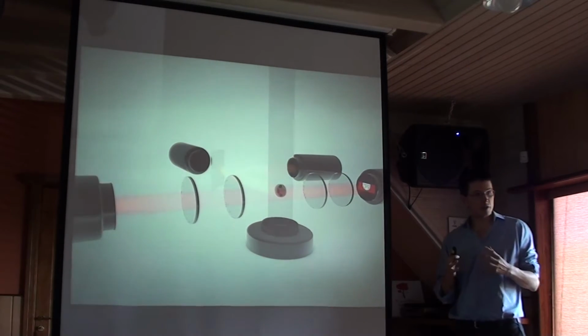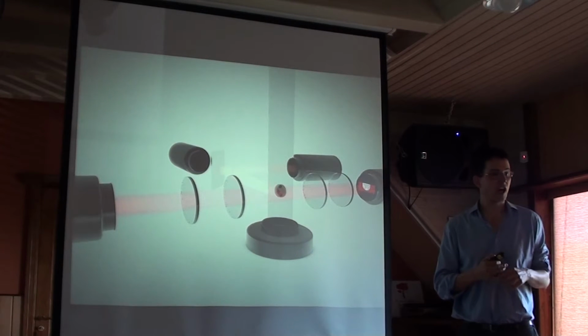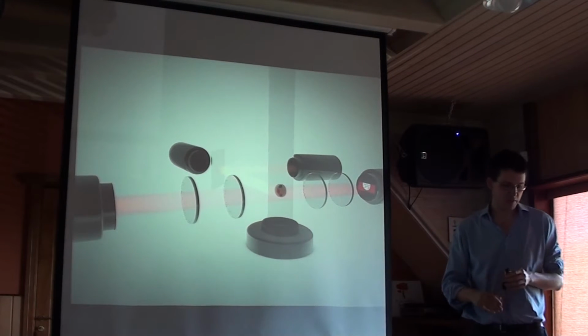But the point that you need to appreciate is not how the technology works, that we're measuring a variety of different features of the cells.